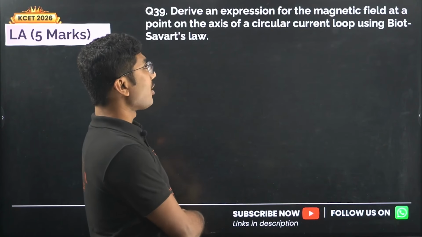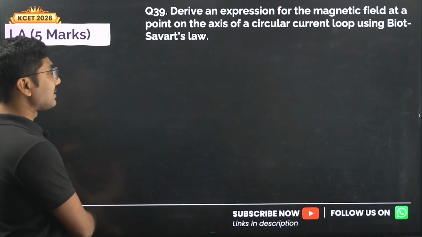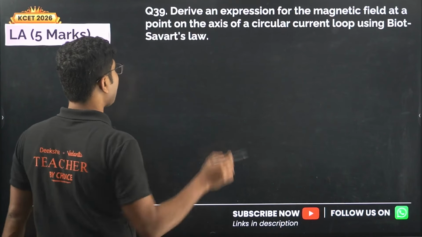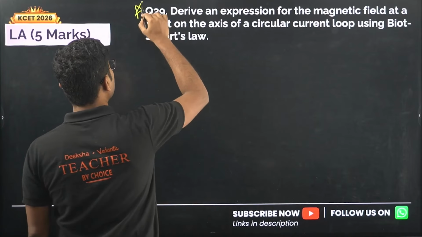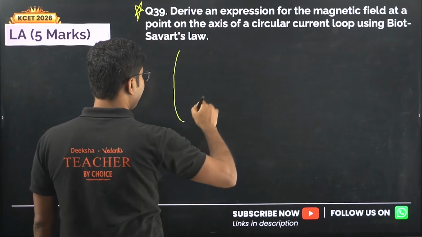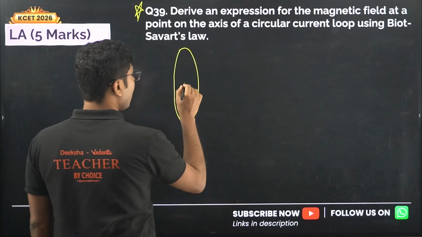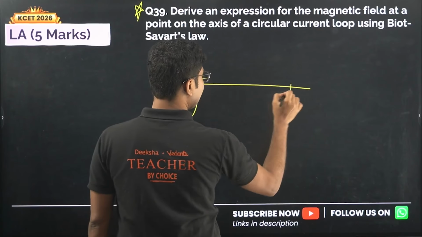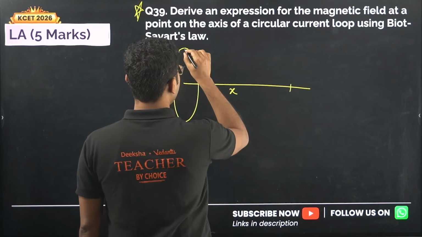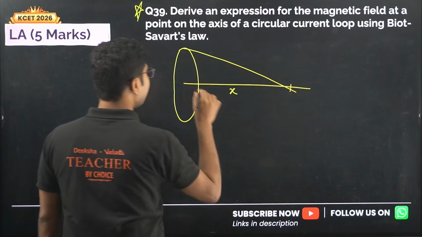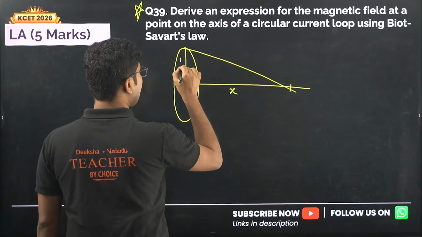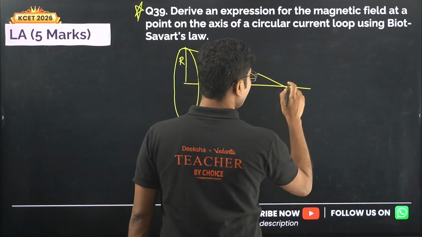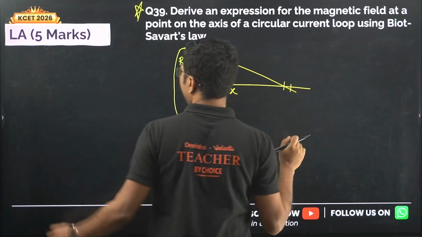Derive an expression for magnetic field at a point on the axis of a circular current loop using Biot-Savart's law. So this is also one of the most asked questions. So here we have a circular current carrying loop. Okay, we are trying to find the magnetic field on the axis at, say, a distance x. The radius of the loop is r. So this is the point x.